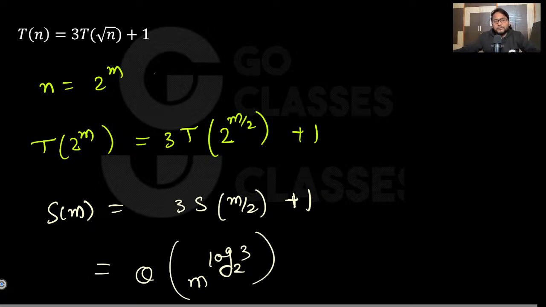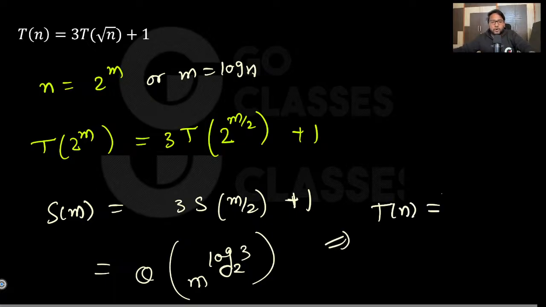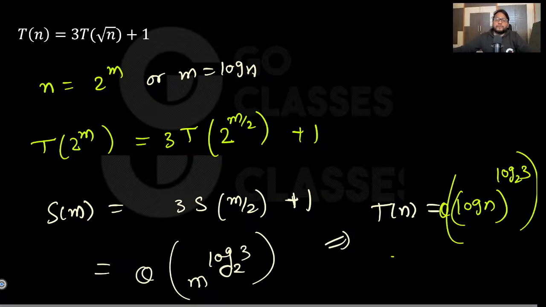Now m is nothing but log n. So this is T(n) only. So from here T(n) equals, with m being log n, theta of (log n) to the power log base 2 of 3. See, very easily we have solved this. Let me know if that is fine. Let me know if there is any question till now.